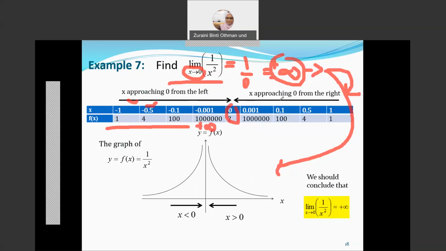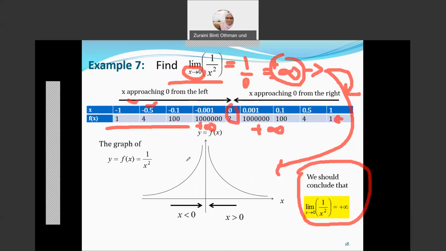So when approaching to the right to 0 value, makin dekat dengan kosong, nilai dia 1, 0.5, 0.1, 0.001. So kita nampak kat sini pattern dia pun semakin nilai y dia pun dekat bawah ni, nilai y dia daripada 1, 4, 100, lepas tu kat sini 1,000,000. Okay, nilai dia pun menghampiri positive infinity. So then we can conclude, kalau kita tak lukis graph, kita boleh conclude dah kat situ. Dia dah menghampiri positive infinity.